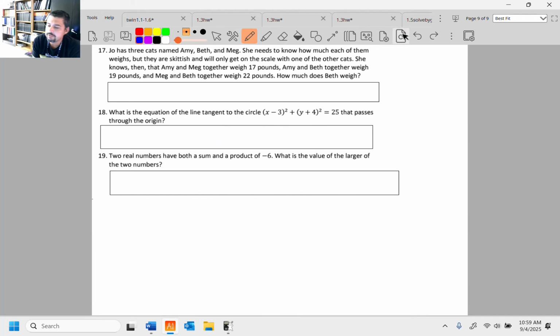Two real numbers have both a sum and a product of -6. So if I take two numbers, and I'm just going to call them x and y, and I add them together, I get -6. And also, if I multiply them together, I get -6.